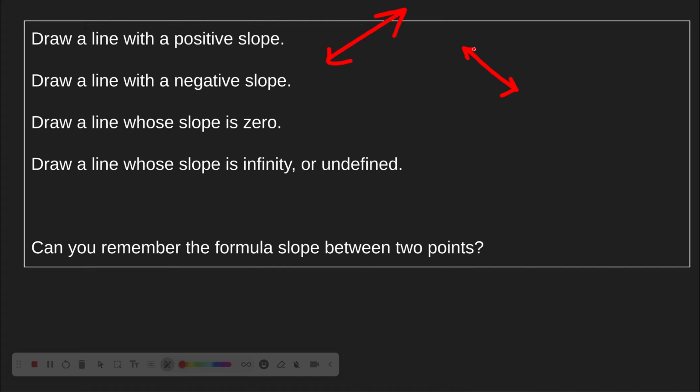A slope of 0 is neither uphill nor downhill. This, sorry, it's supposed to be horizontal. This is a slope of 0. Now, a slope that's undefined could also be considered to be infinity. This vertical slope is undefined.